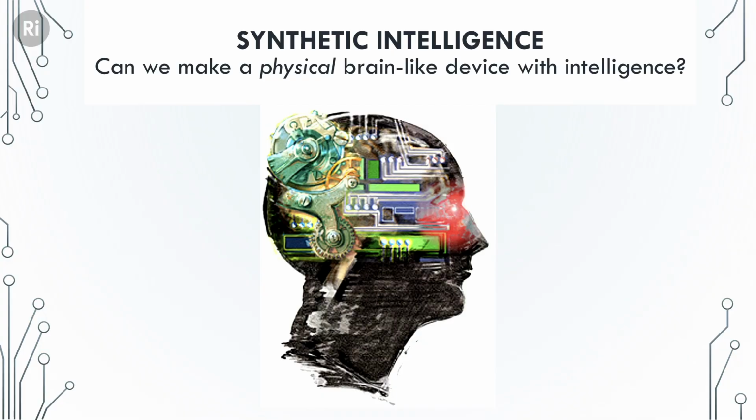So I'm asking the question this evening, can we make a physical brain-like device with intelligence? So in other words, I'm asking the question, can we view intelligence as a physical phenomenon? So in other words, something that can be described in terms of physical processes. If we can describe it in terms of physical processes, then we can actually build a device that replicates those physical processes. In other words, we can actually build a synthetic brain that's a replica of the human brain.